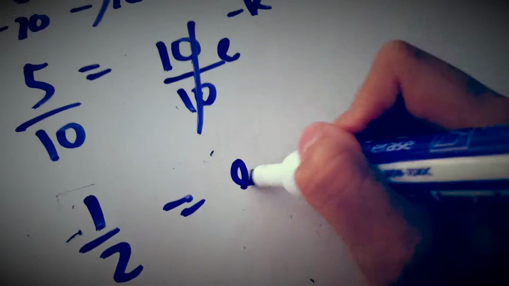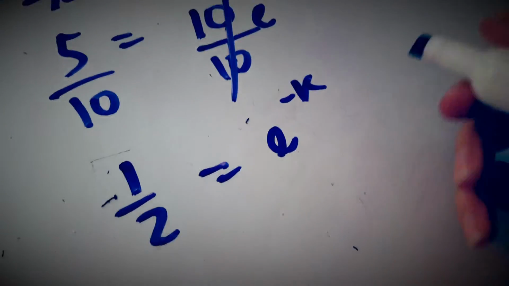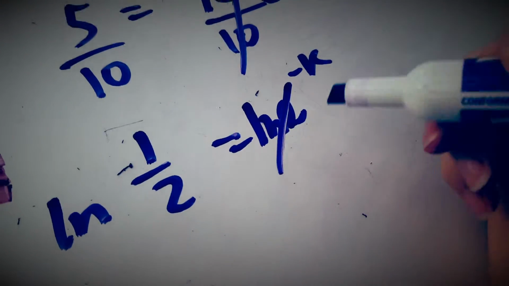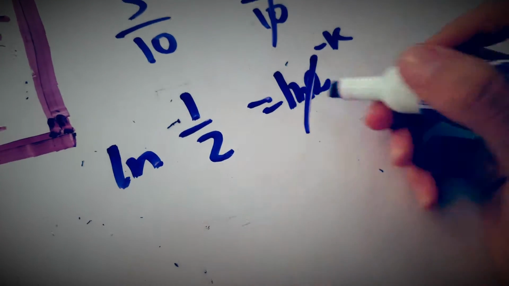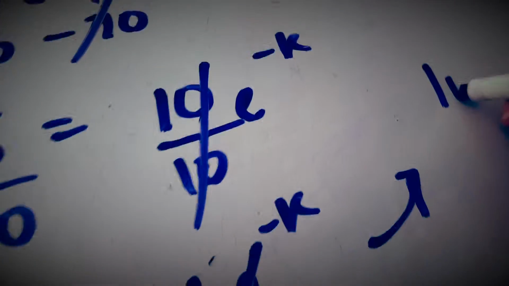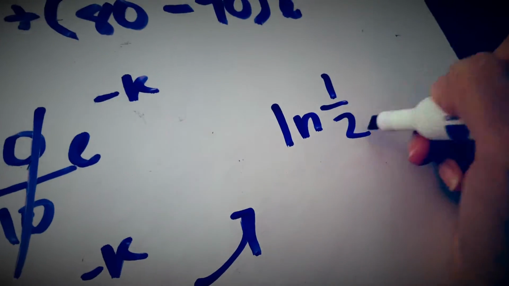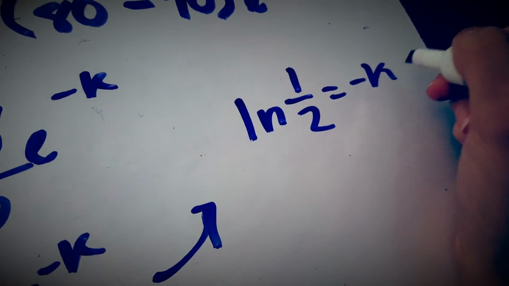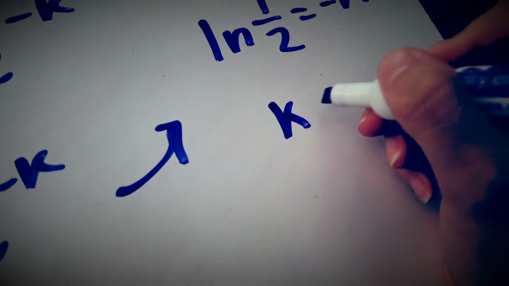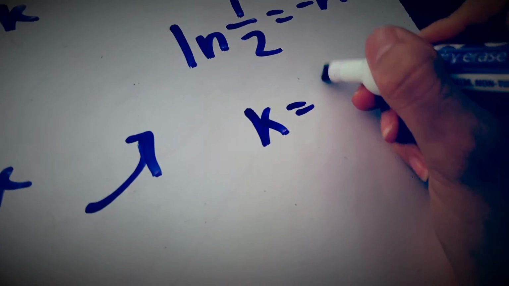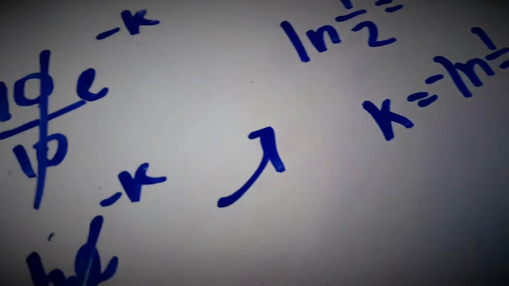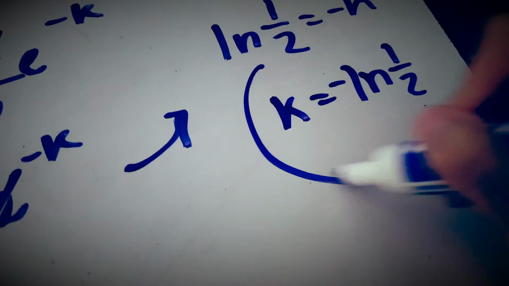And we bring down our e and our negative K. And to get rid of our e, we have to natural log both sides of the equation and get rid of that. And we are left with the natural log of 1/2 equals negative K, and we can divide by -1 on both sides and get K equals the negative natural log of 1/2. And that's how we find K.